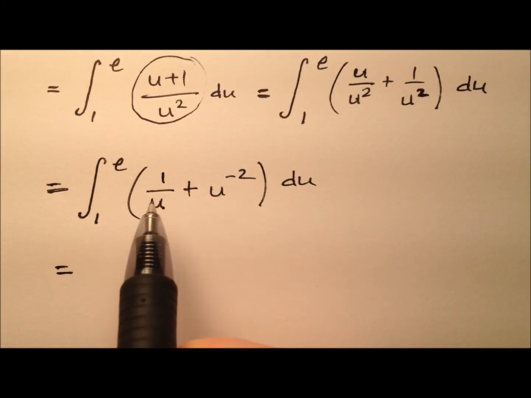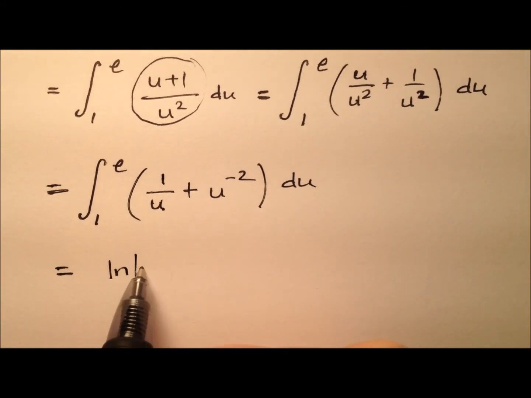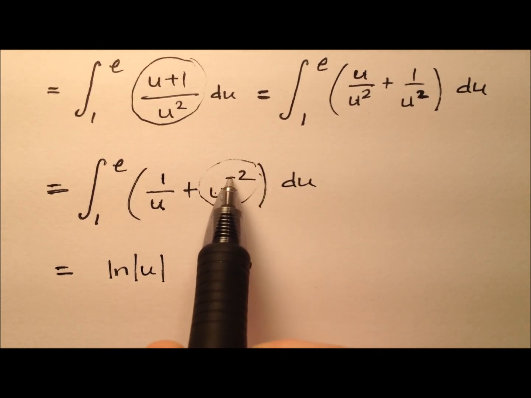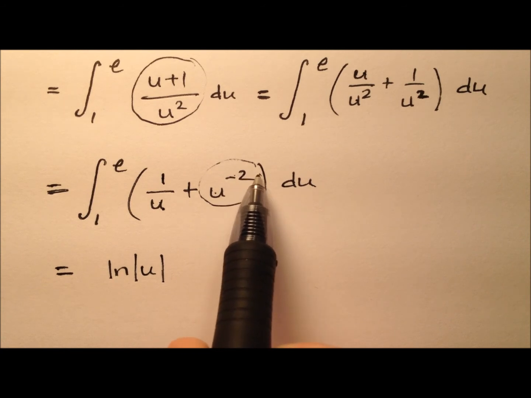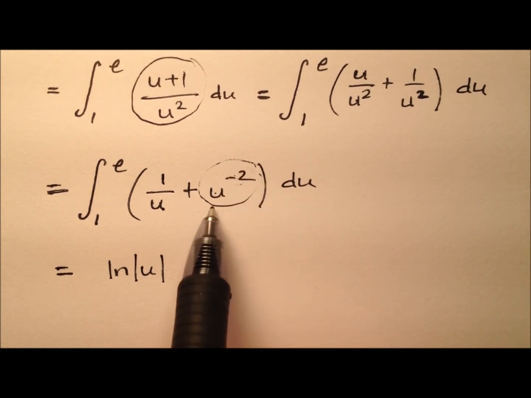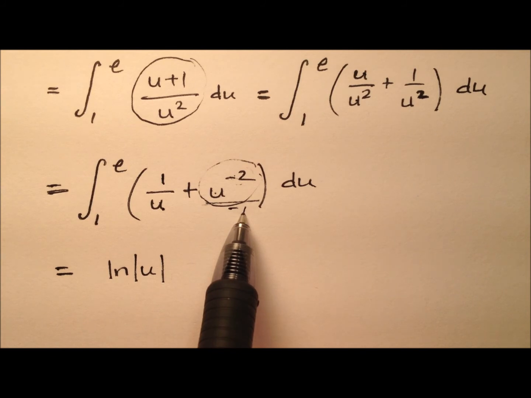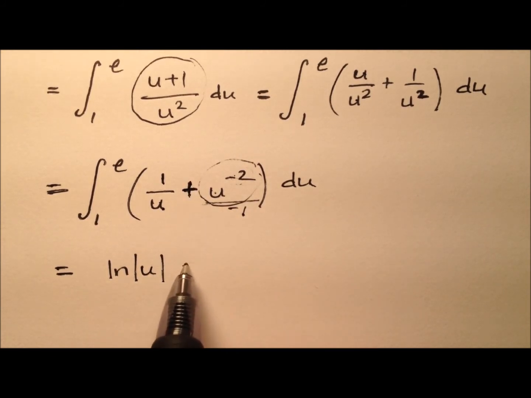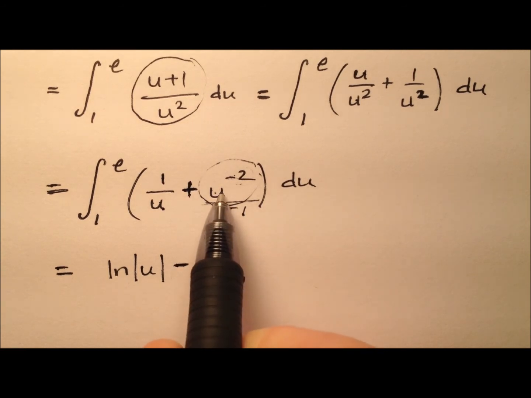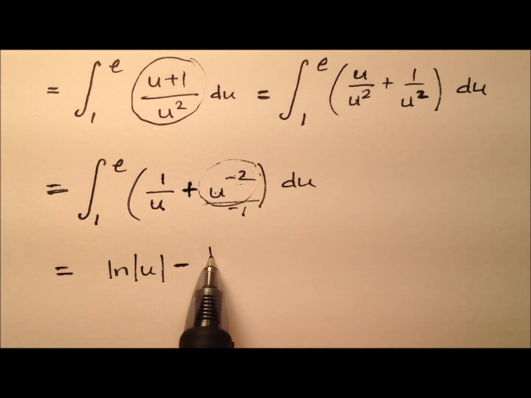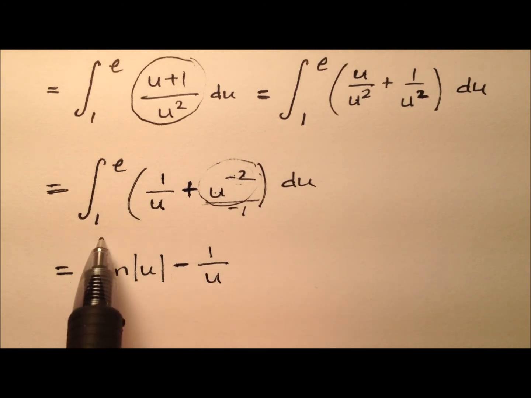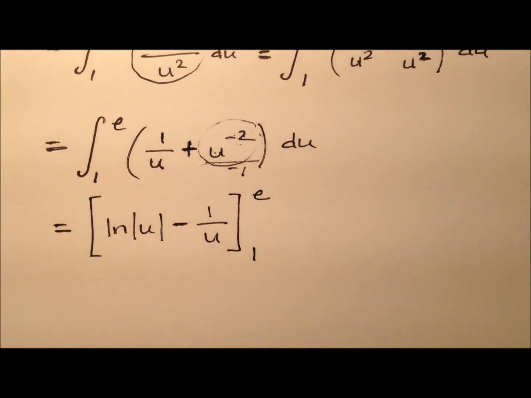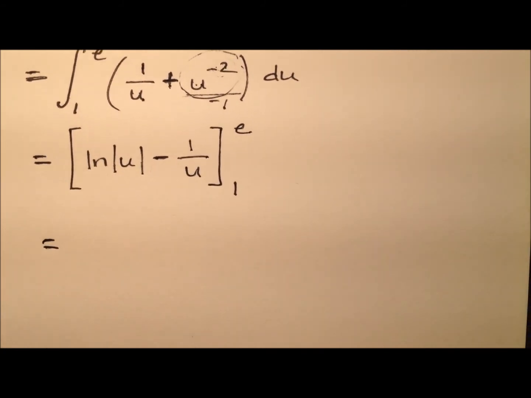Okay, well, the integral of 1 over u is just going to be the natural log of the absolute value of u. And then the integral of u to the power of negative 2, well, we're going to add 1 to this power, so we'll have negative 1, and then divide by that new power, so dividing by negative 1. Dividing by a negative 1, basically we'll just change this positive to a negative, and then our power now will be u to the negative 1, which I can just rewrite as 1 over u. And we're going to evaluate that from 1 to e. So let's go ahead and do so.